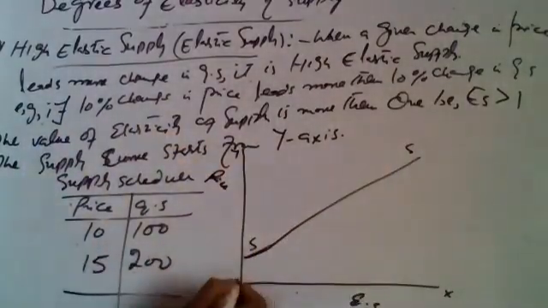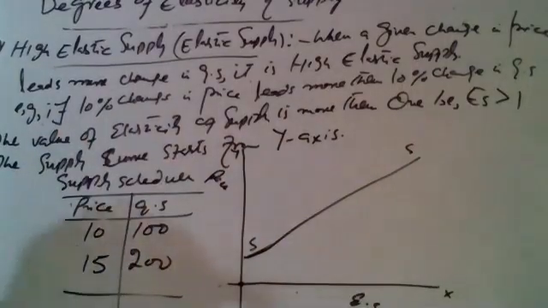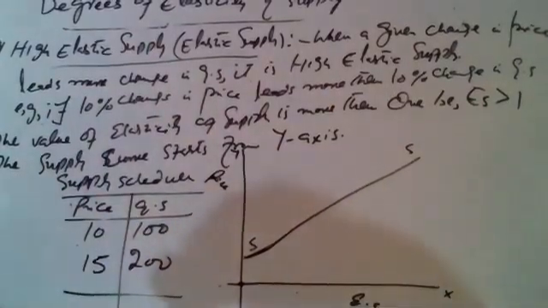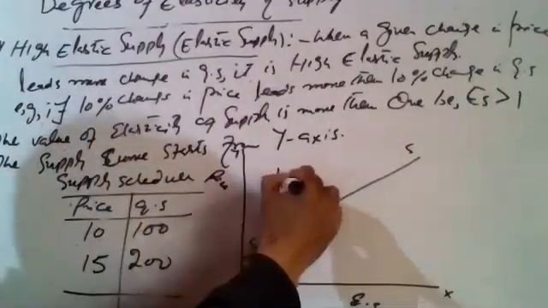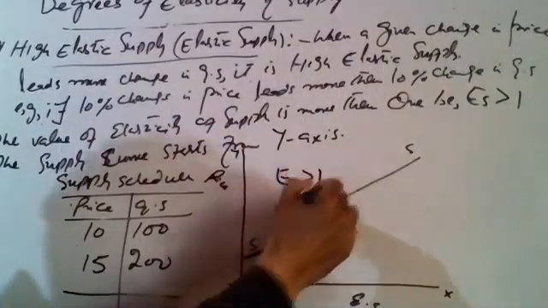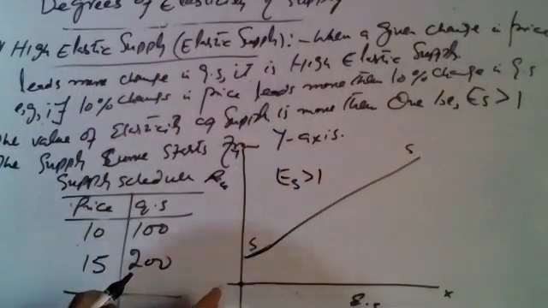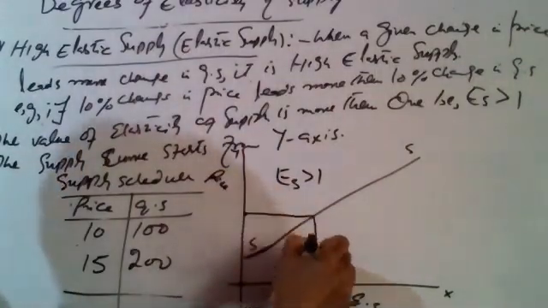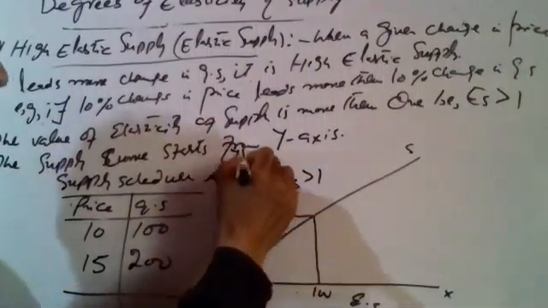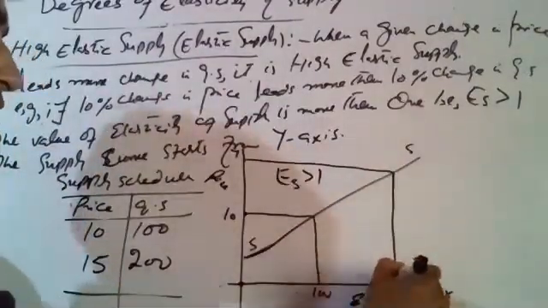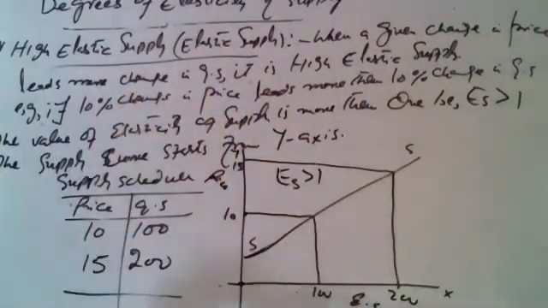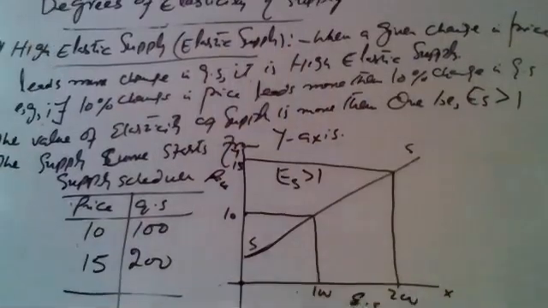If the supply curve starts at the origin, it is unitary elastic. If it starts on the y-axis, the supply is high elastic. So whenever the supply curve starts from the y-axis, for example, if price is 10 and quantity supplied is 100, and price rises to 15 and quantity supplied is 200, that is a 50% increase in price and a 100% increase in quantity, more than the change in price.